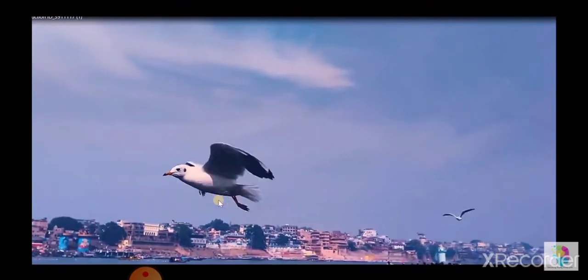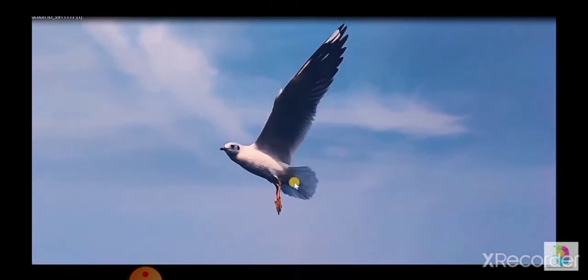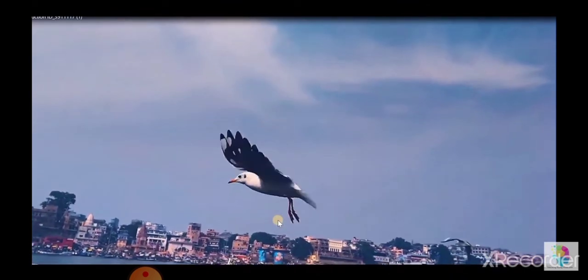Wings. Now these are the hind limbs and the forelimbs are modified into wings. The hind limbs are used for walking and perching.